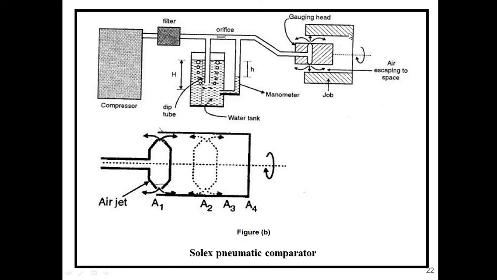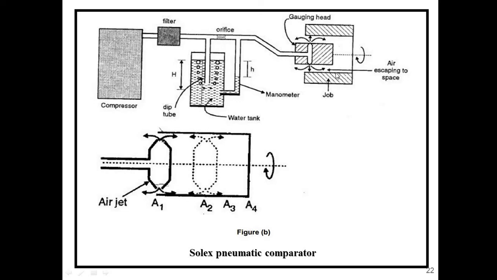If the dimension of the job is more, this gap is going to be more. If this gap is more, the amount of back pressure created will be less, and accordingly the head of the water displaced will be there. Similarly, if the dimension of the job is less, then this gap will be less, so more back pressure is created, and that will again be indicated by the head of the water displaced on the manometer tube.